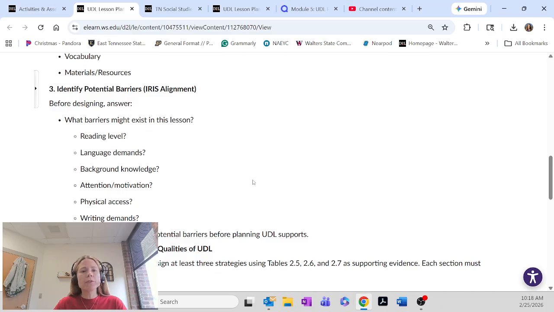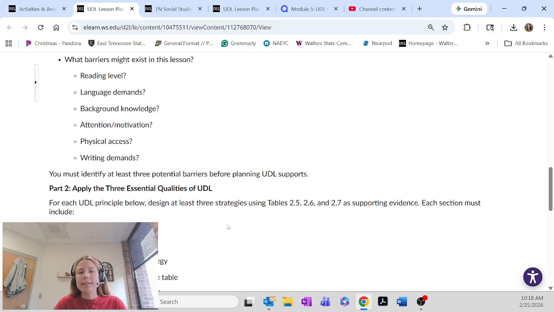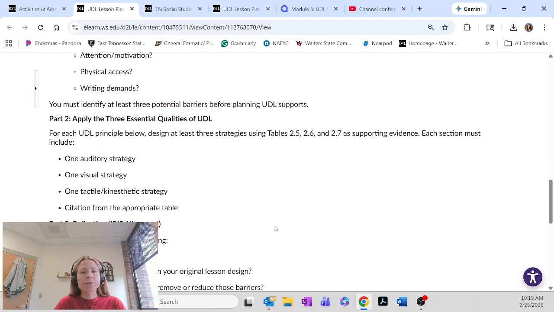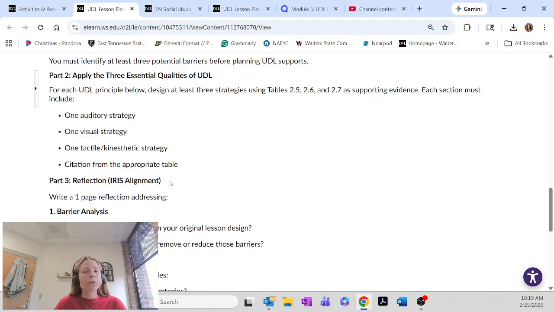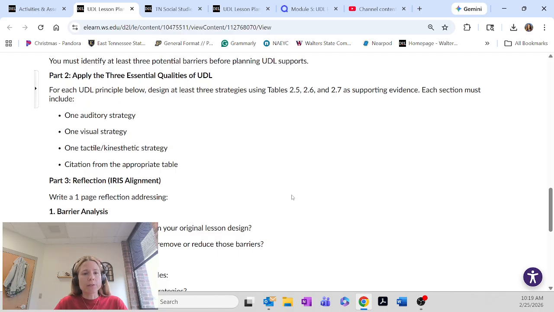So what are those potential barriers that you might see in a traditional lesson or in your students? It could be their reading level, their language demands, think about background knowledge, attention, motivation, physical access, or writing demands. So these are typical barriers that might exist in a normal lesson. What you're going to do is identify at least 3 potential barriers before you ever plan the UDL supports, right, to support those types of learners and to break down those barriers.